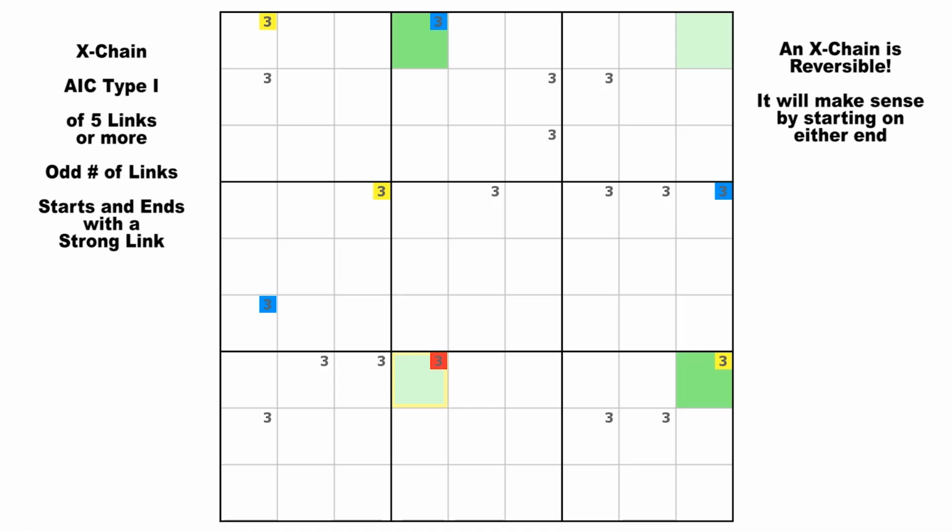And don't forget, you can run this chain backwards. You can start on either end like this. Strong, weak, strong, weak, and strong. So that means if this yellow 3 in row 7, column 9 is false, then the blue 3 in row 1, column 4 is true. Or the yellow 3 could be true all by itself. This ensures that one of those endpoints must be true.